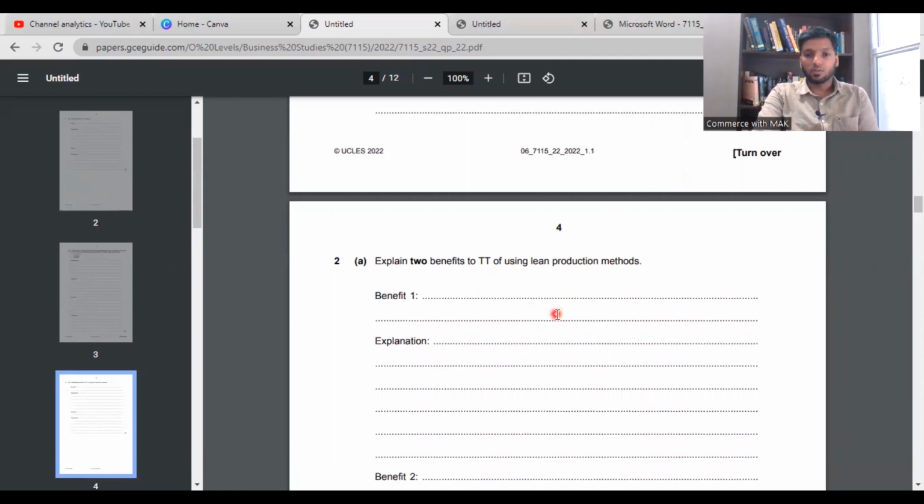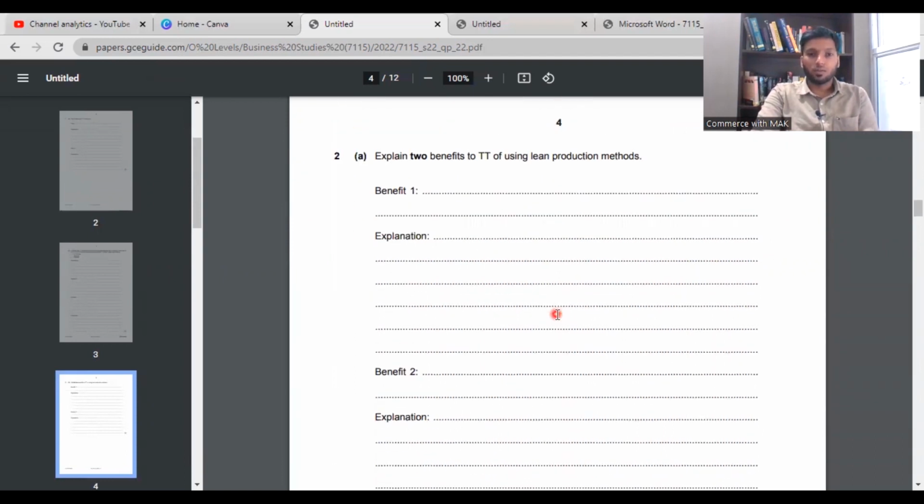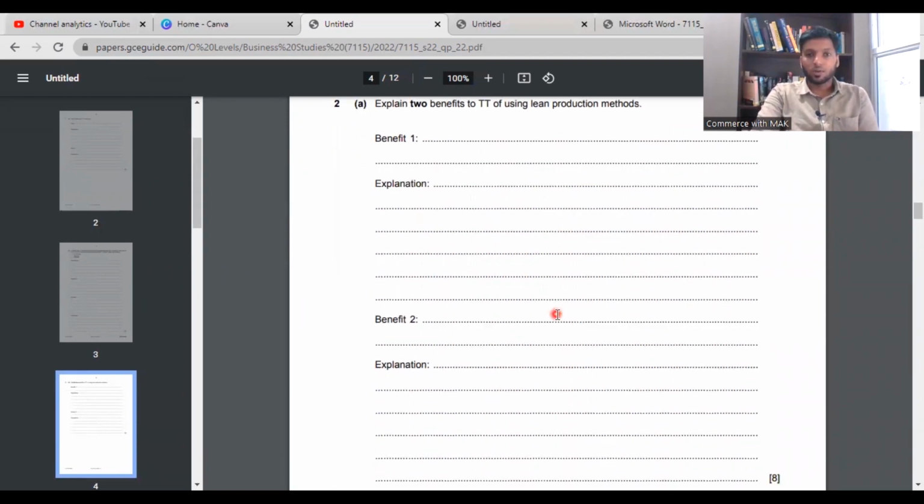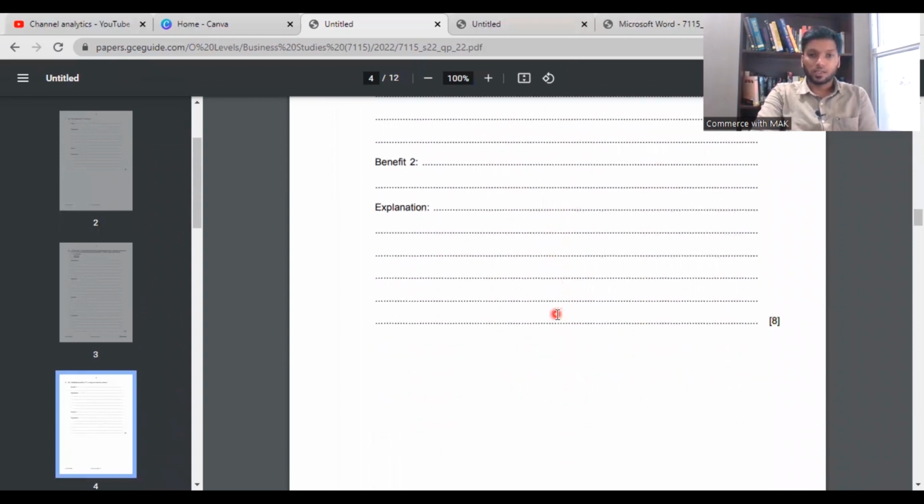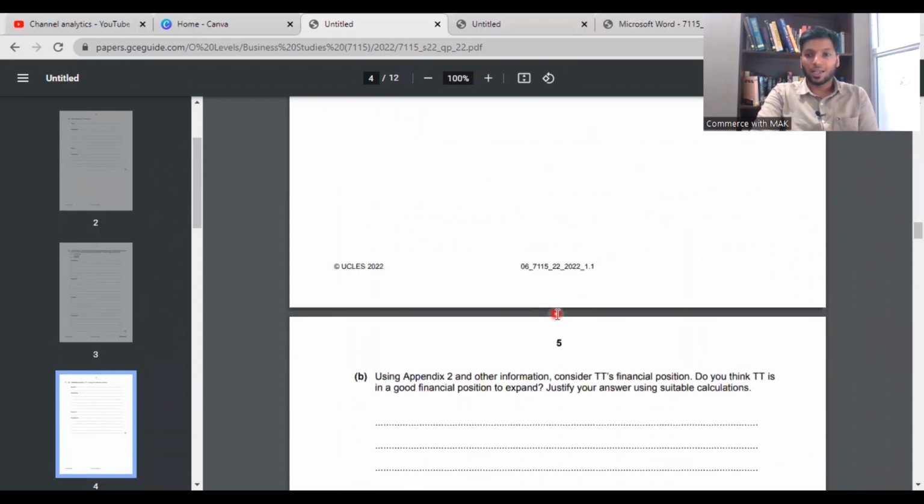Benefit 1, why it is good. Explanation: 1 mark for identification of the benefit, and explaining gets you 3 marks. Benefit 2, then again explanation, 3 marks. So you get 8 marks for this.